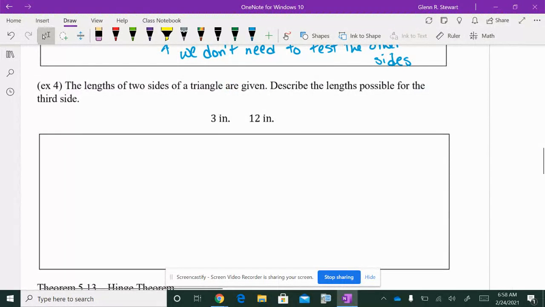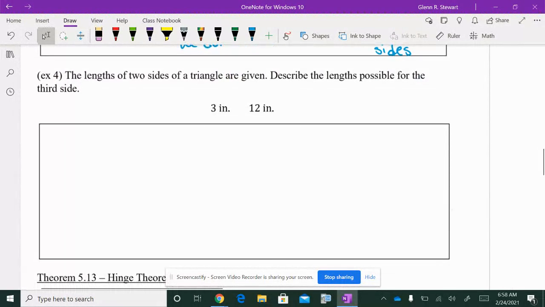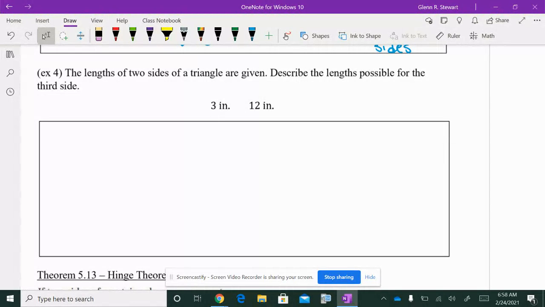So what happens if they don't give us the side? Example 4, the lengths of 2 sides of a triangle are given. Describe the lengths possible for the third side. Let's make that next side x inches. Now let's take a look and see what possible explanations we could have for this.